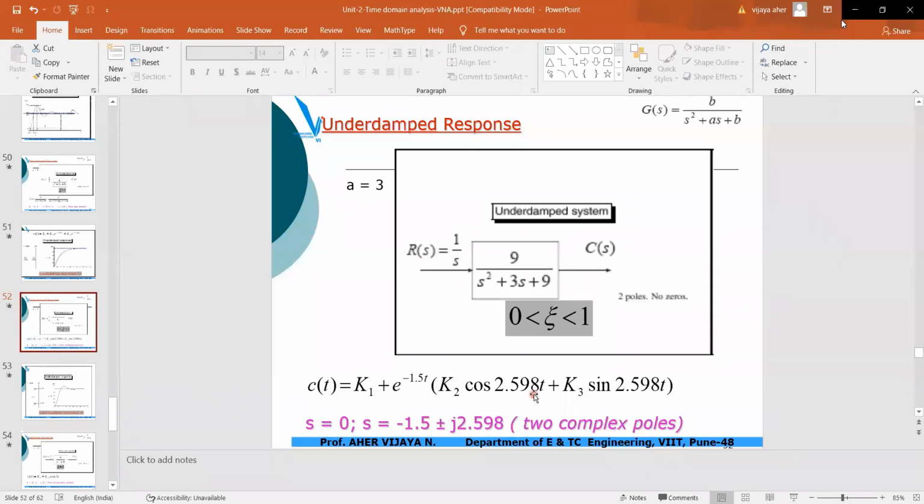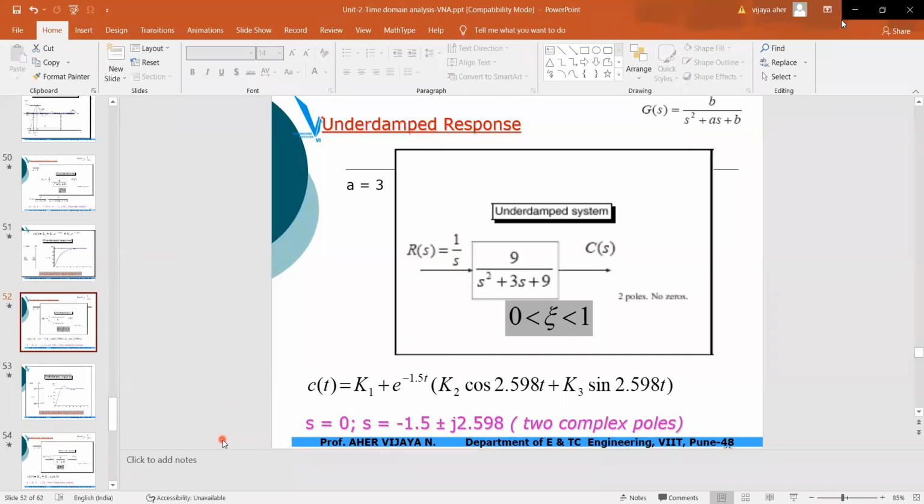Complex poles we are writing in terms of rho plus and minus j omega. Our rho is -1.5 and our omega is 2.598. Got my point? And one more pole at s is equal to 0. That is because of this term 1 by s. Got my point, students? So we are having 2 complex poles.